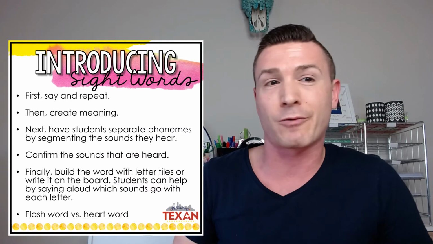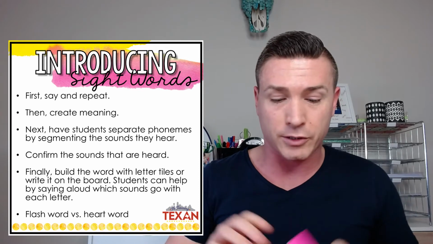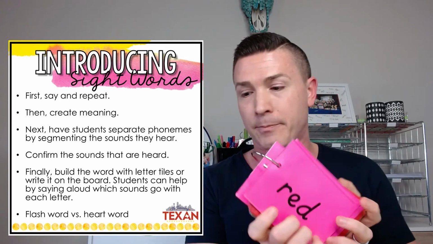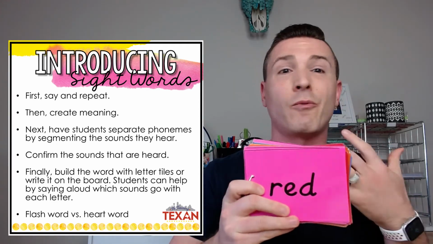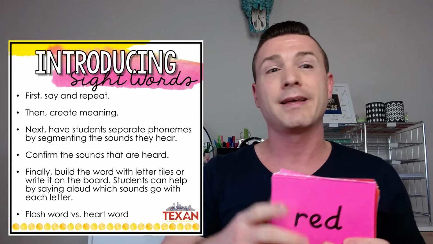So, introducing sight words. The first thing I always do is say and repeat the word, because we want the students to understand what the word is that we are introducing. So for example, my word is "red." I'm going to tell students we are going to learn the word red. The word is red. They will respond that the word is red.